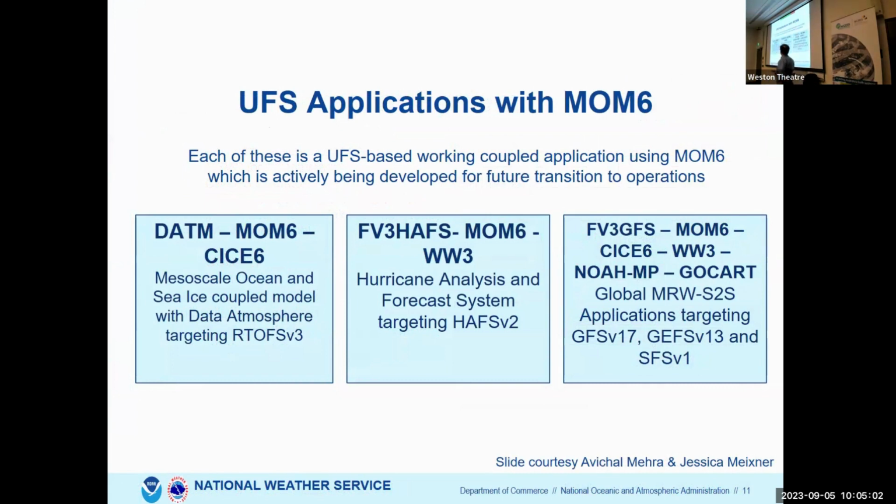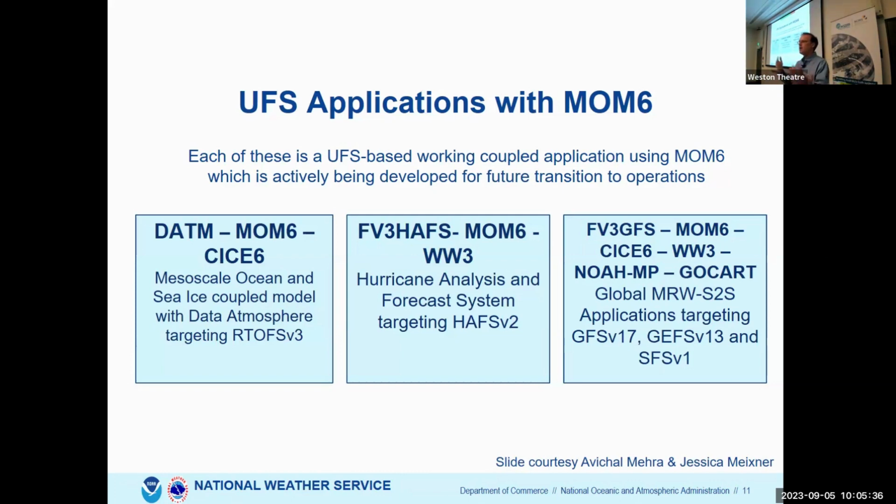One of them is a real-time, high-resolution ocean state forecast system. And this is using MOM6, the data atmosphere, and the CICE sea ice model. The second is the operational hurricane forecast system, the fully coupled forecast. And this is also using MOM6 and WaveWatch 3, but now with a high-resolution atmosphere. And then the third one is the seasonal to interannual forecast system used to forecast things like El Nino and the Madden-Julian oscillation. And this is also based on MOM6.